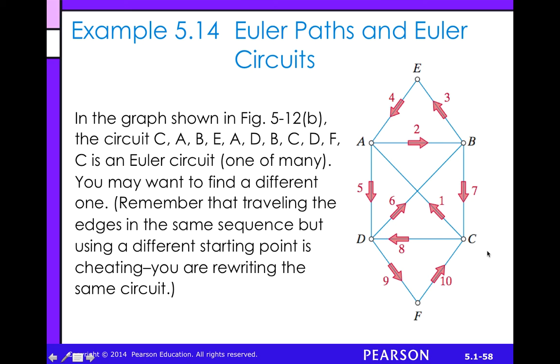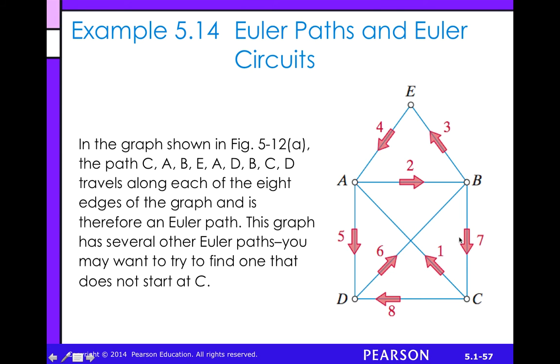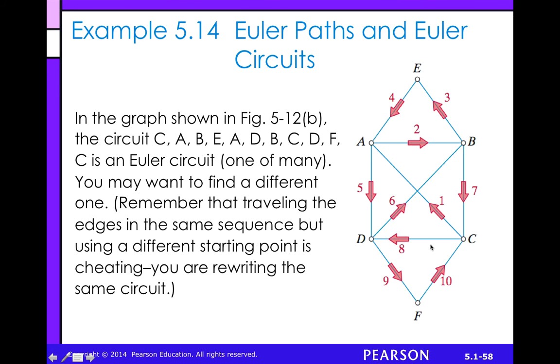Here's an Euler circuit for this graph. We start and end at C. Notice it's the same graph as this, except we add a triangle at the bottom. And it's the same path as this. We just now go from D to F and F back to C. So here's an example of an Euler circuit.